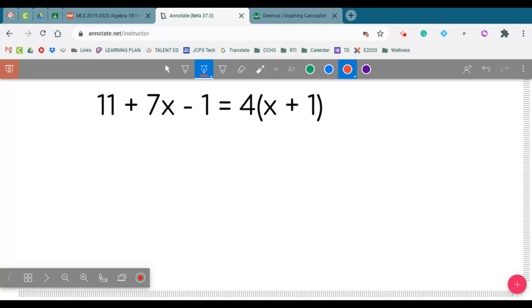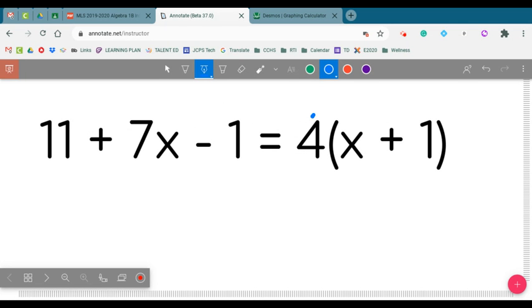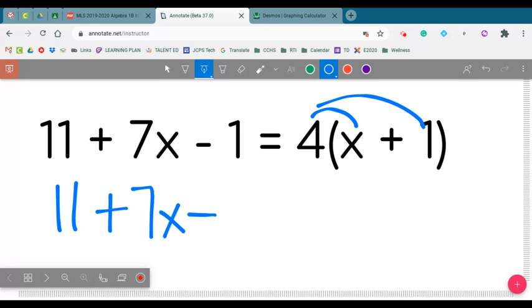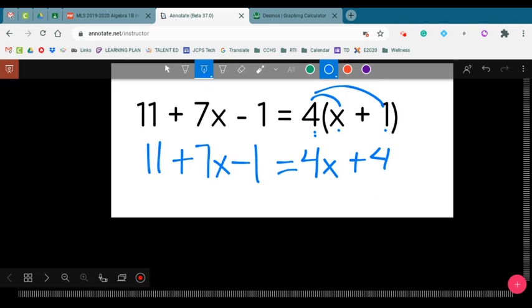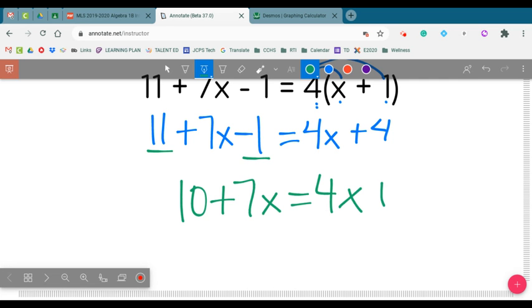Now our next problem, we have 11 plus 7x minus 1 equals 4 times x plus 1. So my first step is going to be to distribute because I see parentheses. I'm going to get 11 plus 7x minus 1 because I'm not going to do anything to this side, equals, whenever I distribute, I multiply. So 4 times x is 4x and 4 times 1 is 4. Now, my left side, I can combine like terms. I can do 11 minus 1, which is 10. Keep my 7x equals 4x plus 4.